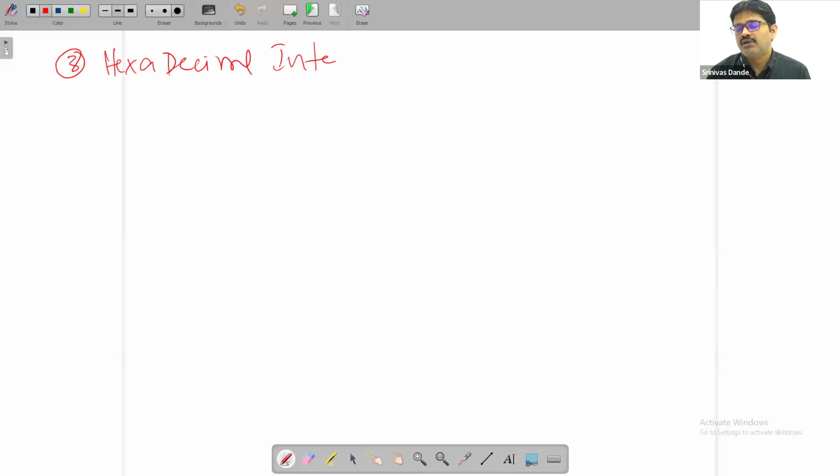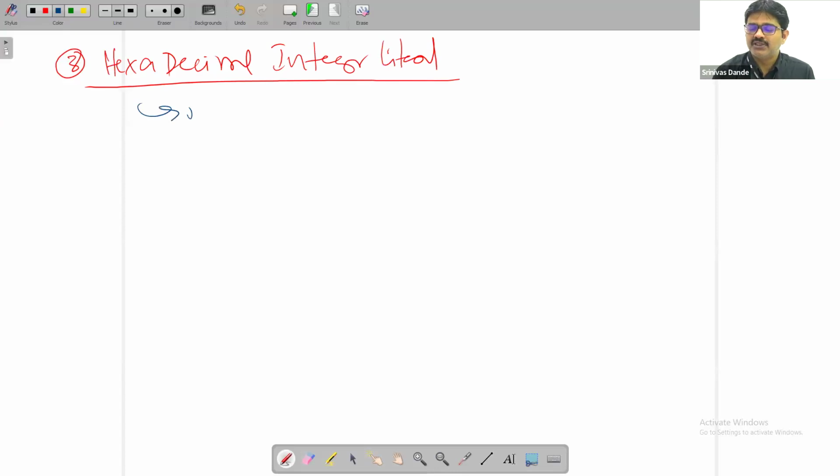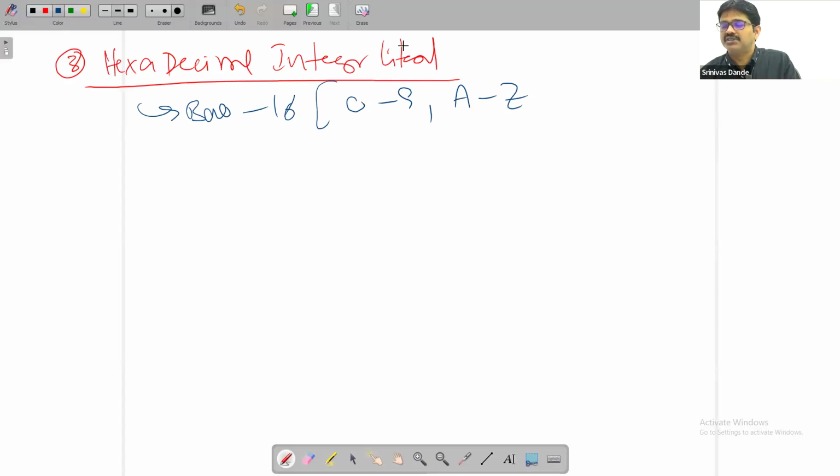Hexadecimal integer literal. Hexadecimal means the base is 16. 16 digits allowed. What digits are allowed? 0 to 9, 10 digits, and capital A to... sorry, not A to Z. A to F. I made a mistake. Anand, you also wrote A to Z. Right? 16 digits: 0 to 9, A, B, C, D, E, F.